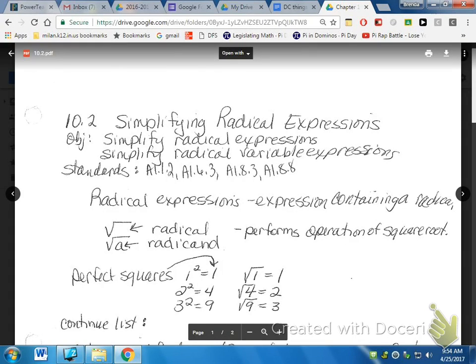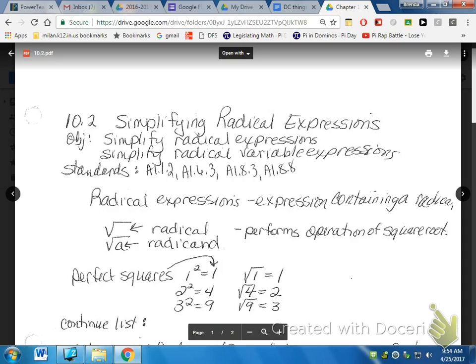Lesson 10-2, simplifying radical expressions. Our objective today is to simplify radical expressions and also variable expressions. These are Algebra 1 standards 1-2, 6-3, 8-3, and 8-8.